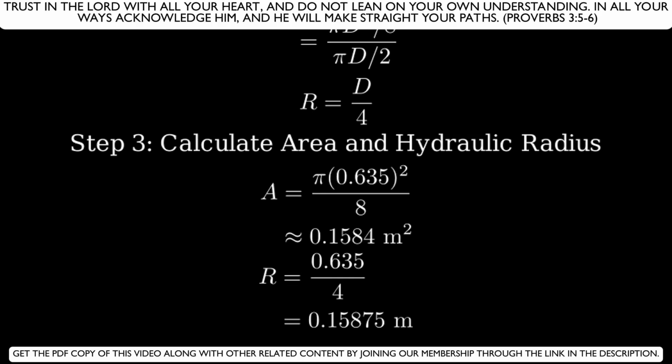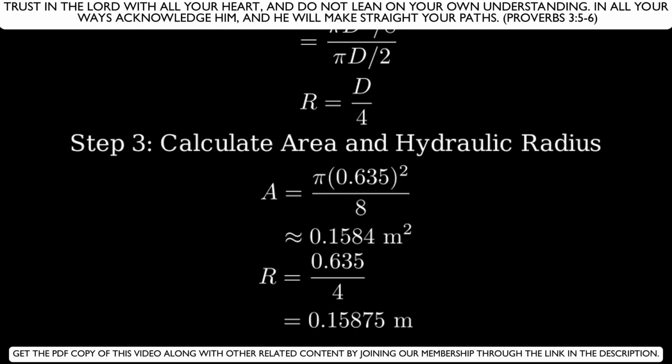Now, we'll use Manning's equation to find the slope of the culvert. Manning's equation is a fundamental formula in open channel flow calculations. The equation states that the flow rate, Q, equals 1 over n times A times R to the power of 2/3 times S to the power of 1/2. We need to solve for S, the slope. Rearranging the equation, we get S equals the square of Q times n divided by A times R to the power of 2/3. First, let's calculate R to the power of 2/3.